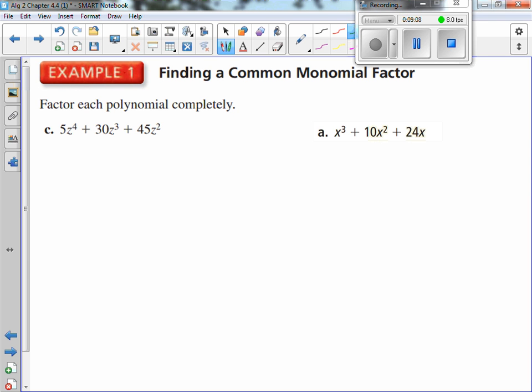5z to the 4th plus 30z cubed plus 45z squared. So if I'm wanting to factor this, I need to see, is there a greatest common factor between all 3 terms? Is there a greatest common factor between 5z to the 4th, 30z cubed, and 45z squared? Z squared and 5, because 5 will go into 5, 30, and 45. All 3 are divisible by 5. And it works out 5 is the biggest number that will go into all 3.